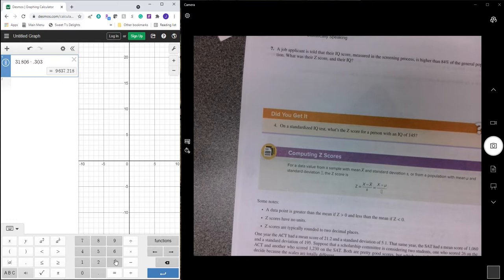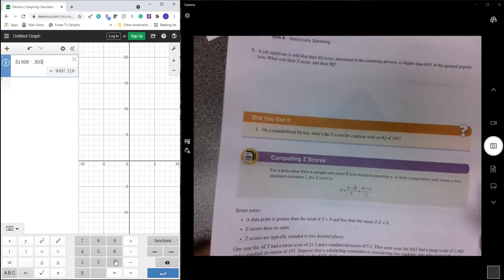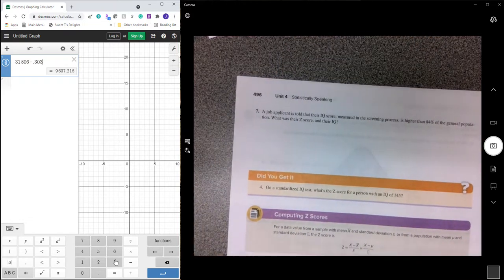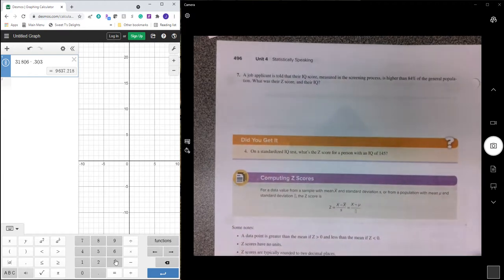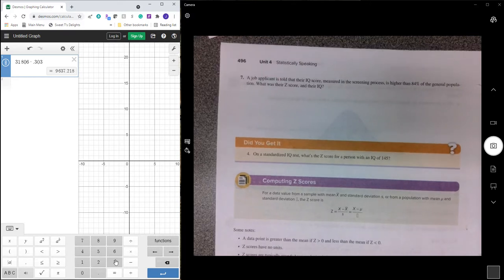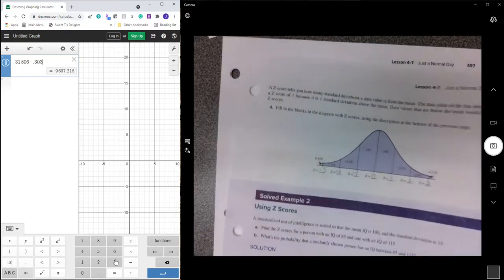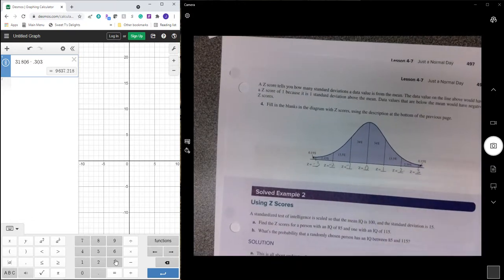Now we go here to the back. It says here, a job applicant is told that their IQ score measured in the screening process is higher than 84% of the general population. What was their z-score and their IQ? Okay, so if we go back here, we want to know what their IQ is and also their z-score.